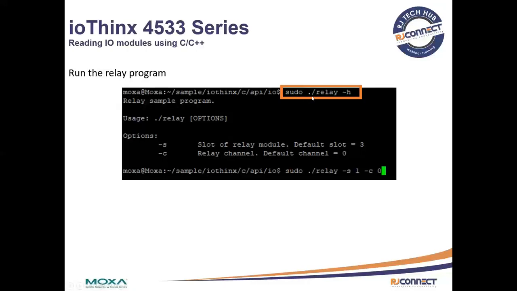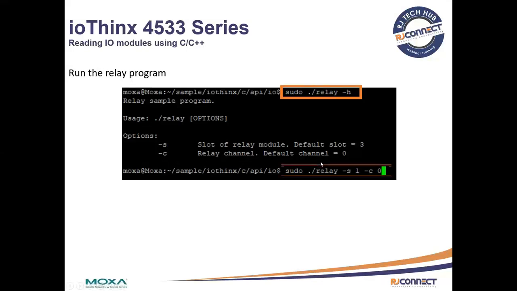Then you write ./ and specify the file name here. And the -h here is for help, to help the customer check which arguments or parameters they can pass into the files when they're doing the testing. And you will see that you have a -s here, which is used to specify the slot number of the module. In this example, it is going to be the relay slot number, which by default is set to 3, and -c is the channel, which in this example is the relay channel.